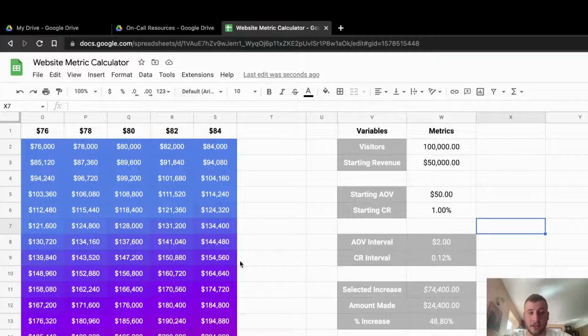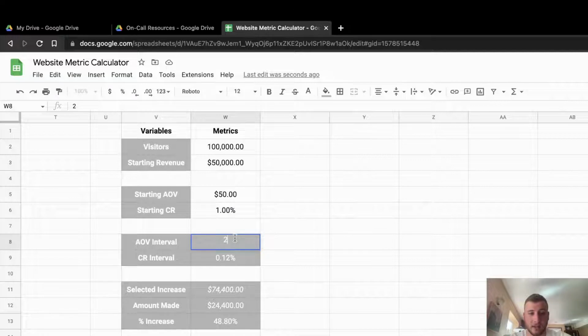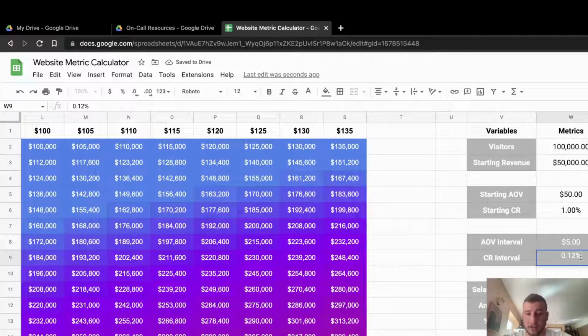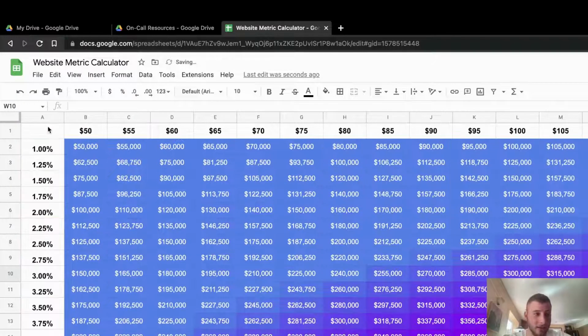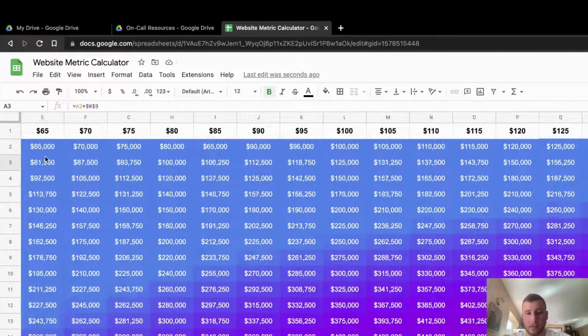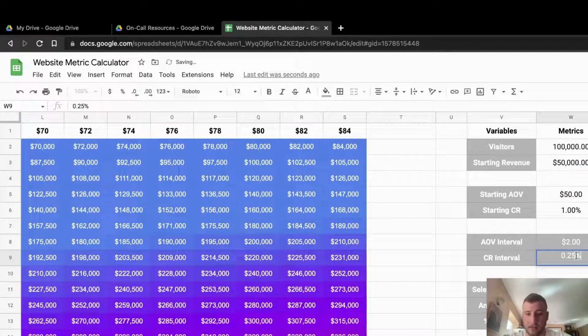What you can also do is change your interval. So these all go up by about $2. You could change that here to maybe $5, right? And now we're going from 55 up to 135. You could change your conversion rate interval to maybe 0.25%. So now it goes by intervals of 0.25% instead of 0.12. But we'll go a little bit lower just so you can see the change, right?